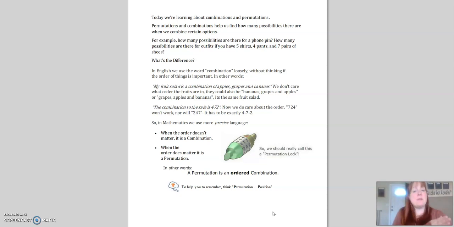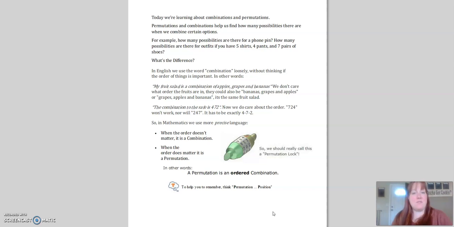Now in combinations, it's different. In combinations, order doesn't matter. So if I put in 472 or 247 or 742 or 724, any of those other orders of those 3 numbers, then a combination in theory would open, right?